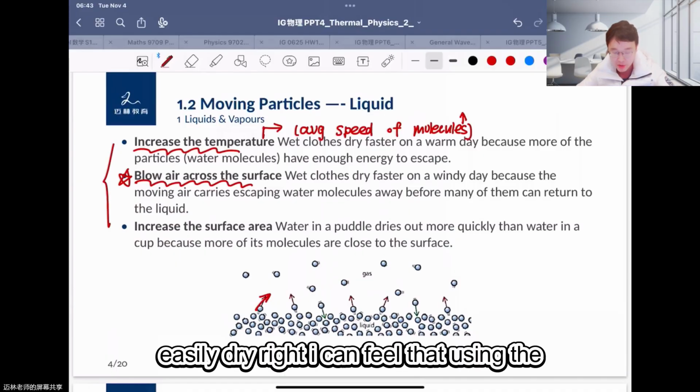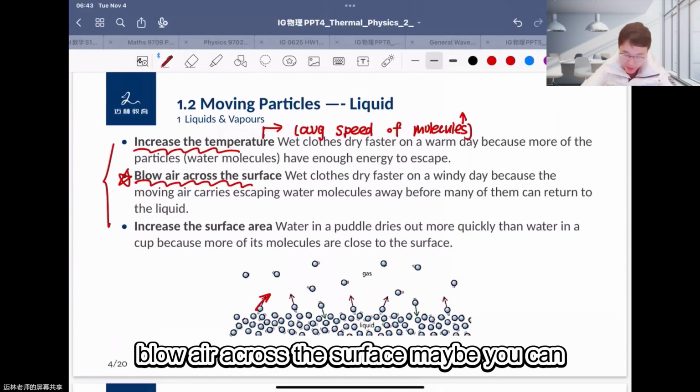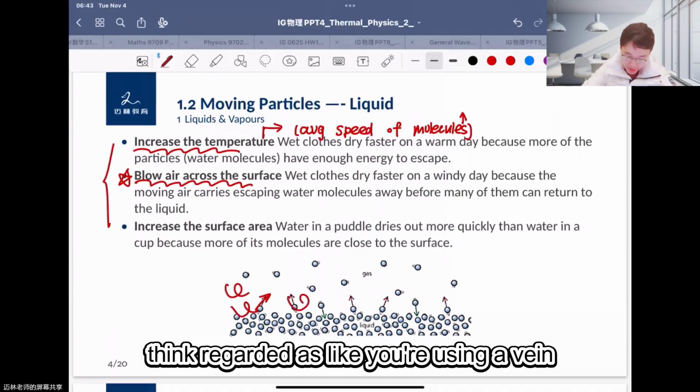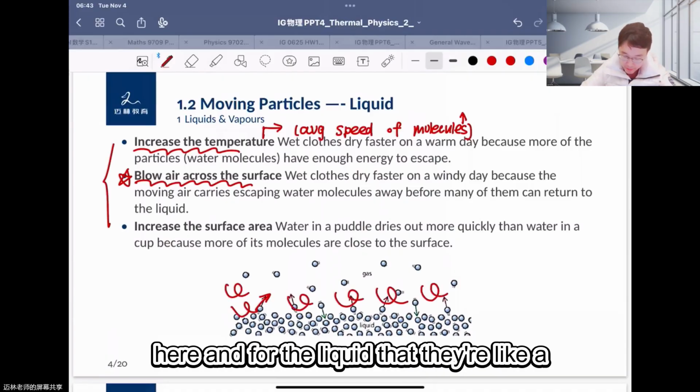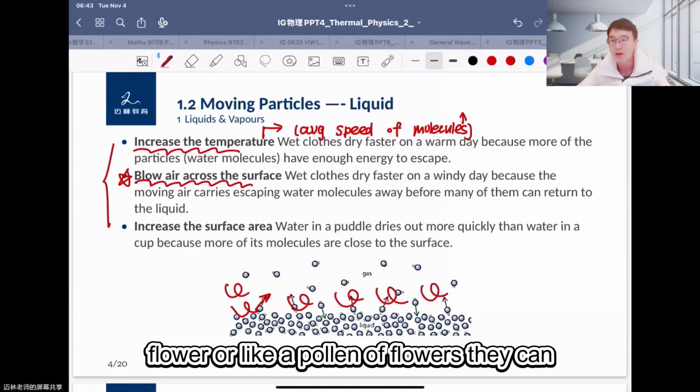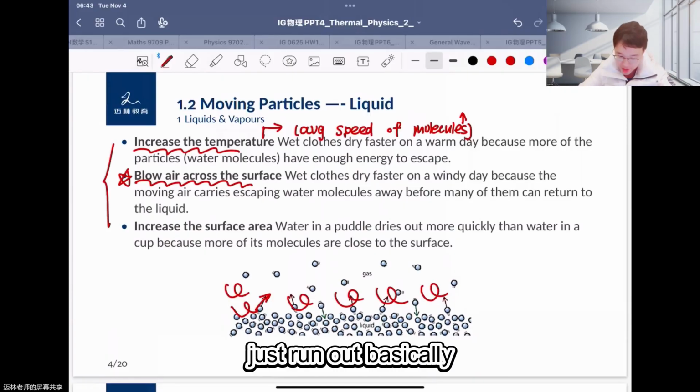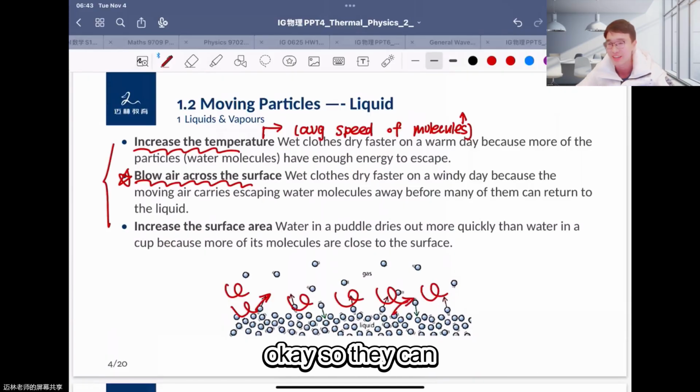So I can say that blowing air across the surface, you can regard it as using a fan here. And for the liquid, the molecules are like pollen from flowers, they can just be carried away with the wind, okay? So they can escape more easily, okay?